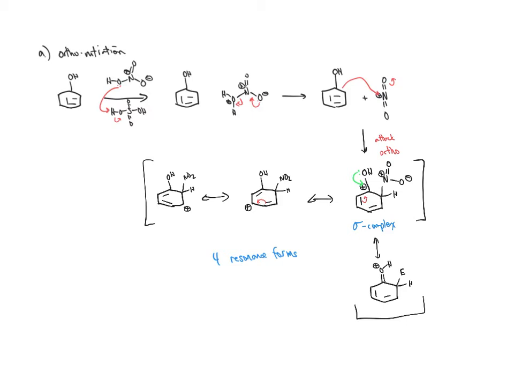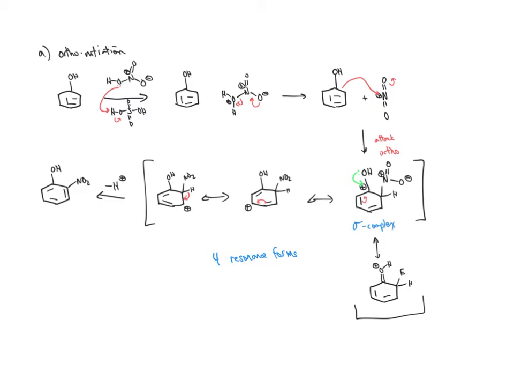And then, of course, you can form product by doing a deprotonation. And so let's just finish this out. We get loss of a proton here. How could we lose a proton? We could simply lose that proton there, and the driving force, of course, is the formation of the aromatic ring again. All right, so that's ortho nitration. It looks pretty good. So let's now compare this to the other 2 cases, the meta and the para.